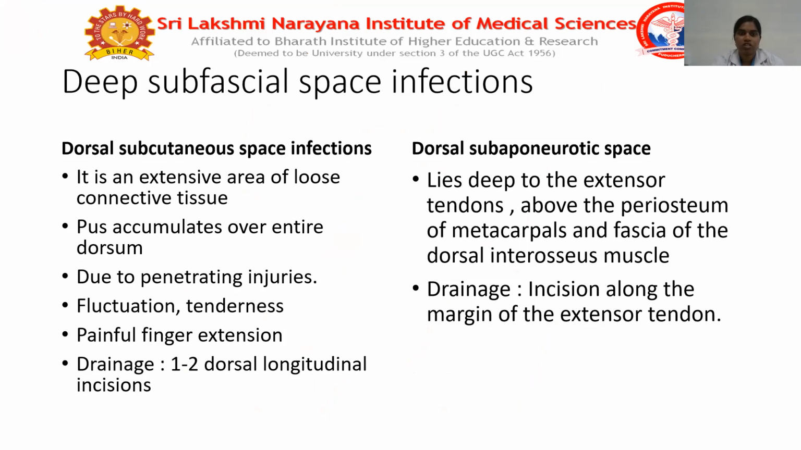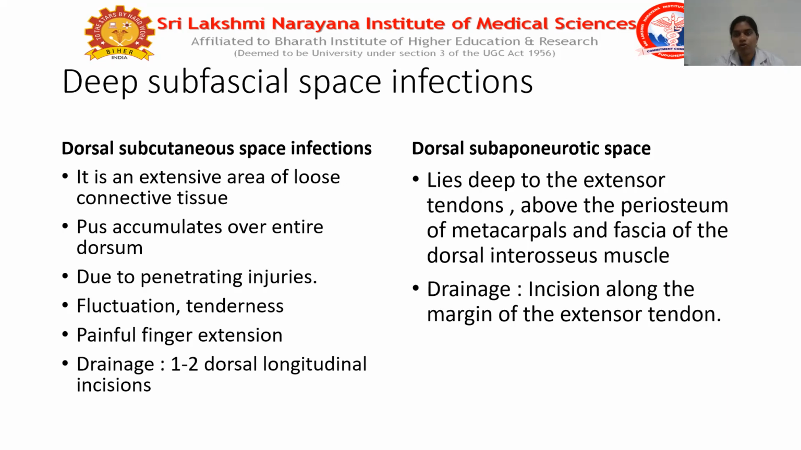Coming to deep fascial space infections. There are dorsal subcutaneous space infections, dorsal subaponeurotic space infections, and also web space infections. In dorsal subcutaneous space infections, an extensive area of loose connective tissue is present in the dorsal subcutaneous space. The pus can accumulate over the entire dorsum. The usual common cause is penetrating injuries, and clinical features include fluctuation and tenderness on the dorsum of the hand with painful finger extension. For drainage, dorsal longitudinal incisions are placed to drain the dorsal subcutaneous space infection.